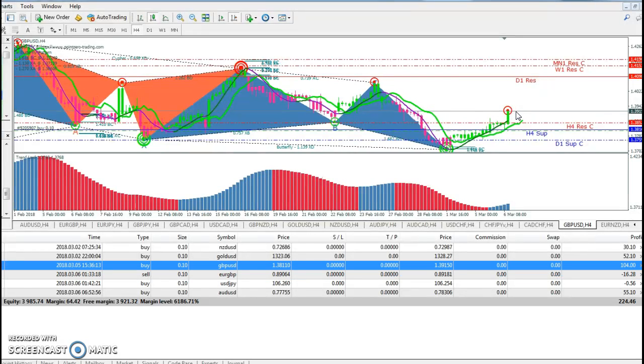So probably let this run just a little bit longer, and then I might be getting out of this shortly. But not a bad start. 223 pips for the night and the start of the week. So I think the harmonics is the best thing out there that I've seen so far. If you have the patience to trade it, it works really well.